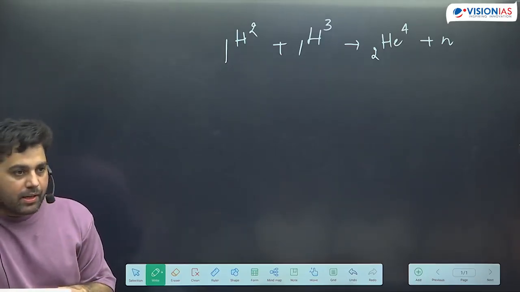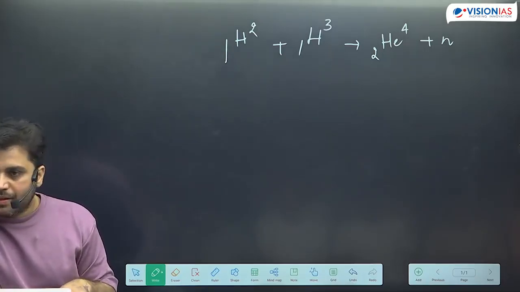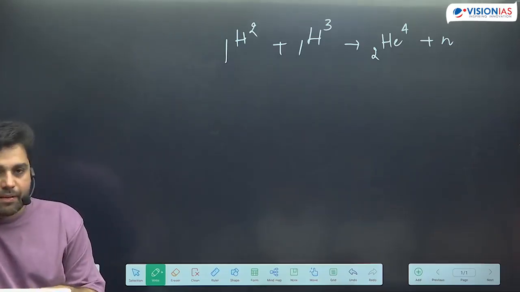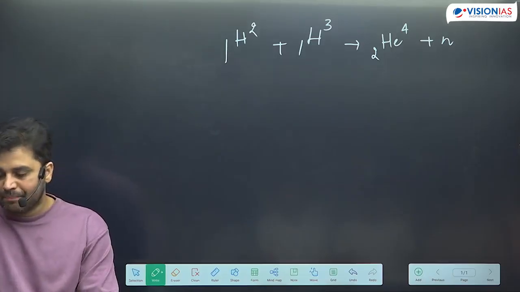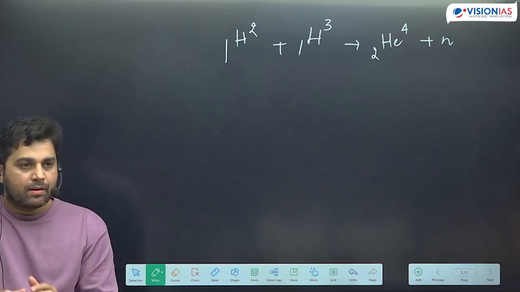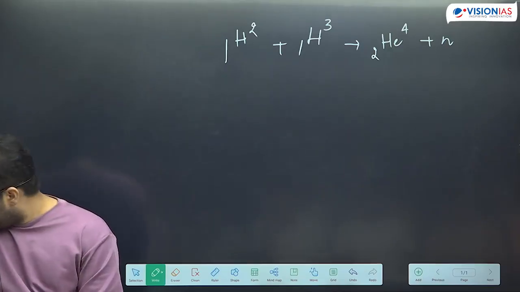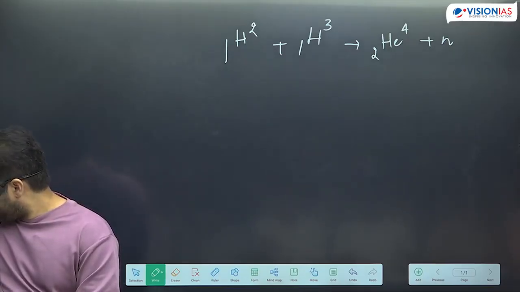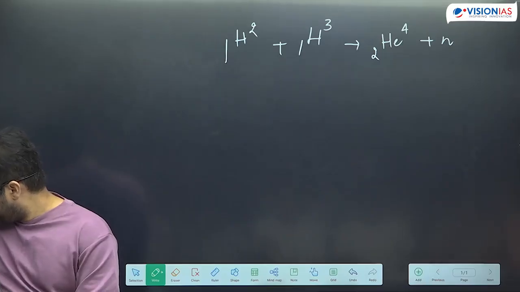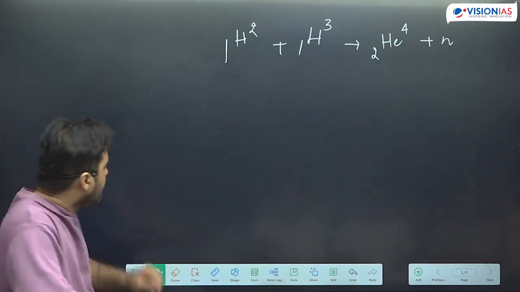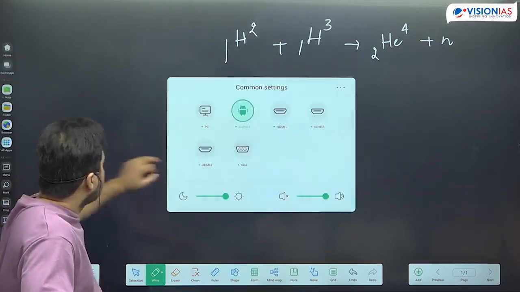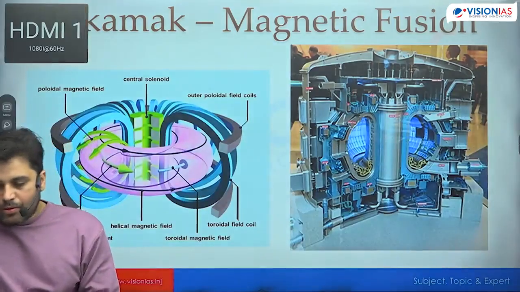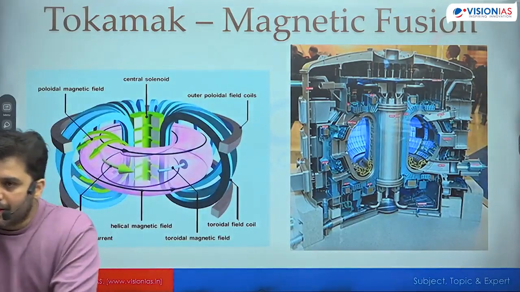But for this reaction to occur, we need to create conditions where temperature and pressure is so high that deuterium and tritium can fuse together. So there are two approaches which have been adopted to conduct fusion. One of the most famous approaches is called tokamak. Tokamak is a type of experimental reactor.